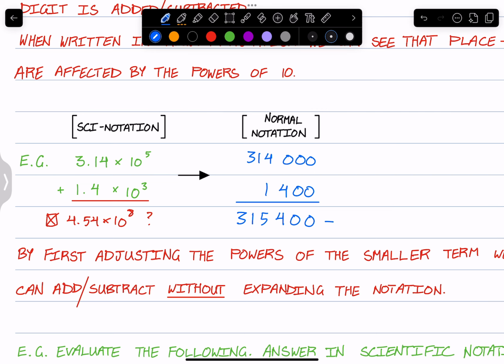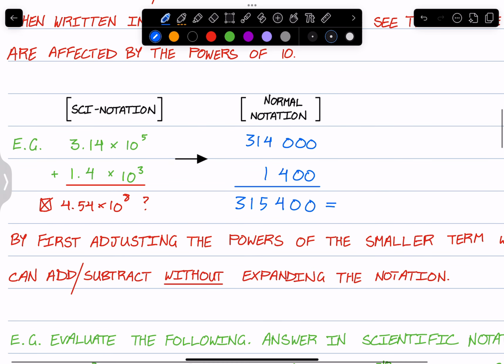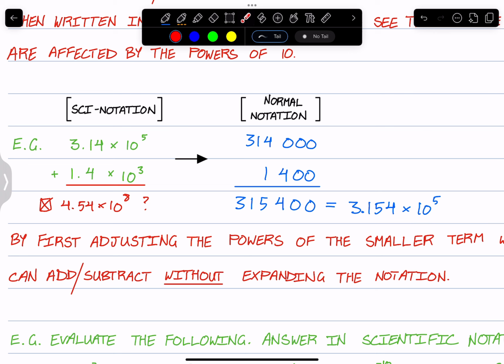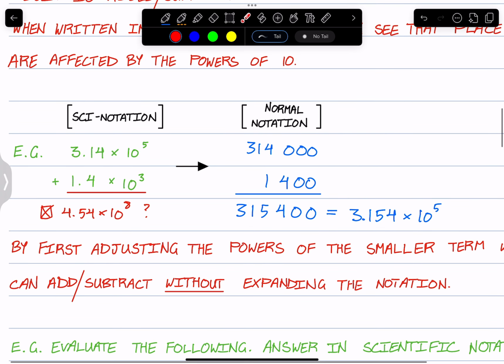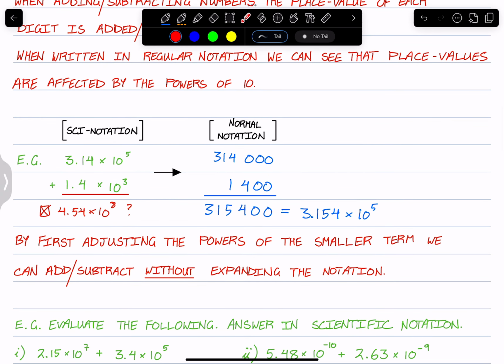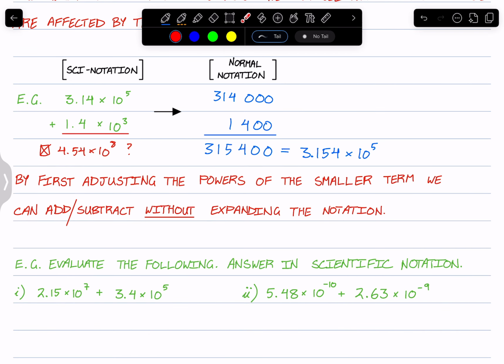And so when we convert this back into scientific notation, we get 3.154 times 10 to the power of 5. Notice how that is drastically different from the appropriate answer. So this is the idea we're getting across. We simply can't line up our digits because these powers of 10 are not the same. Only once they are the same could we line them up and then add the decimals.